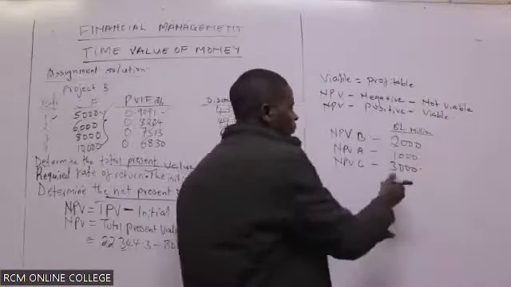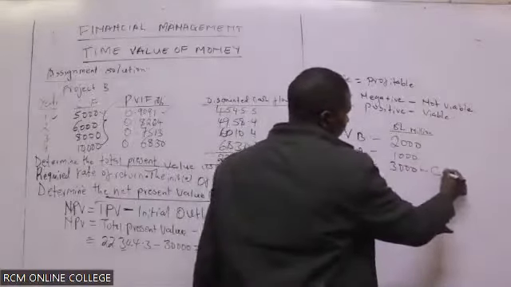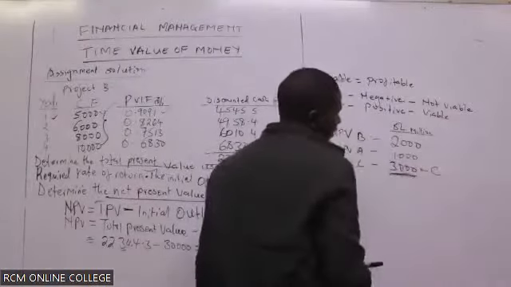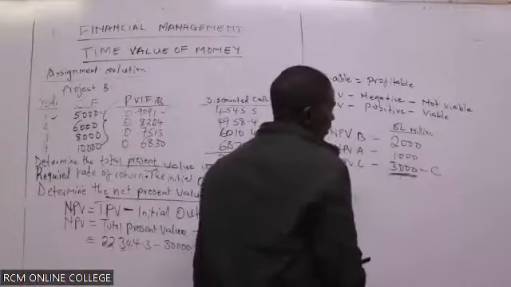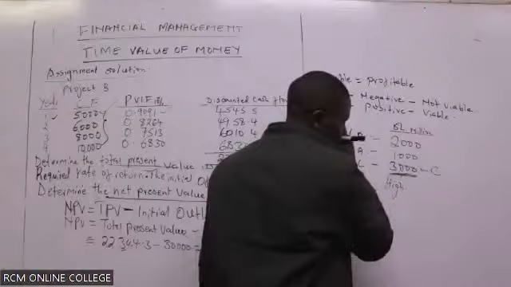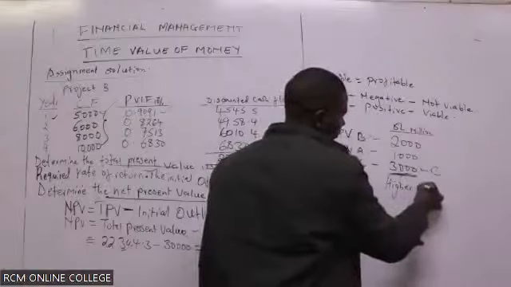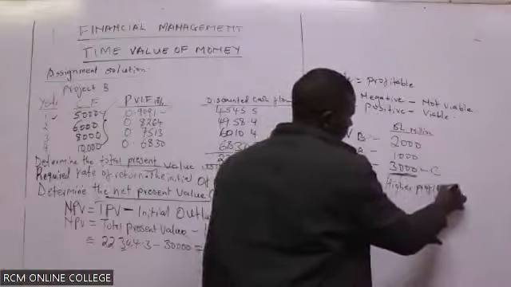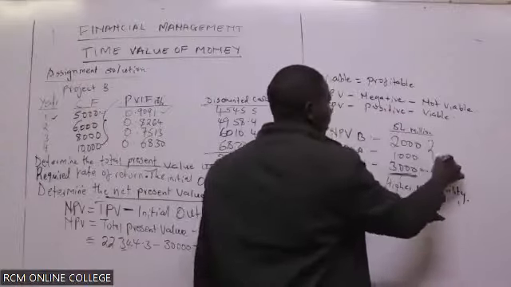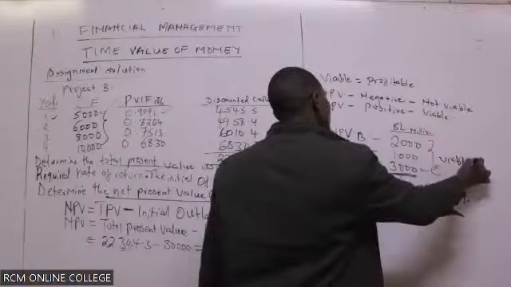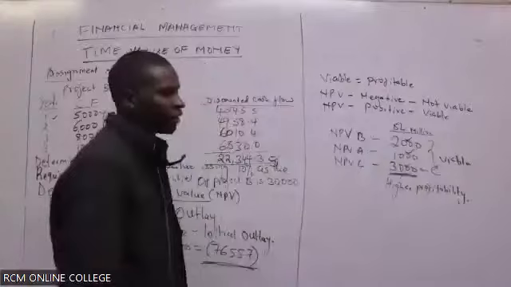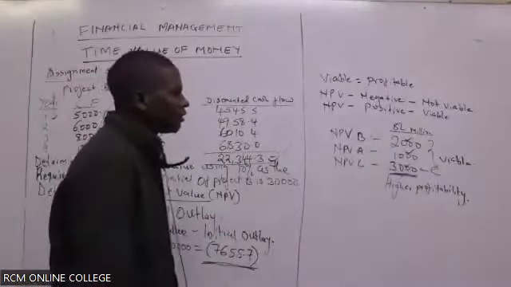So we chose C because it has high profitability. It will give her a very high profitability compared to the other projects. So you see, all of them are viable. They are viable projects, but now you have to compare the return that we are getting.